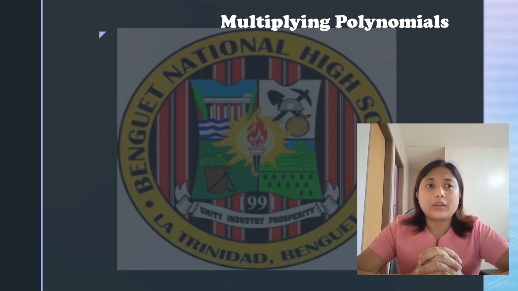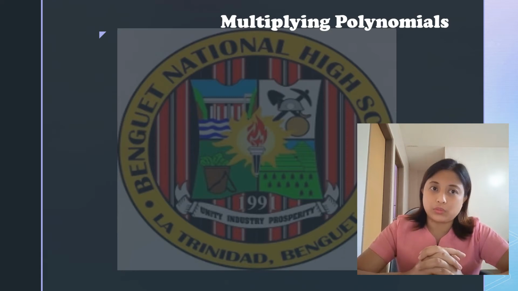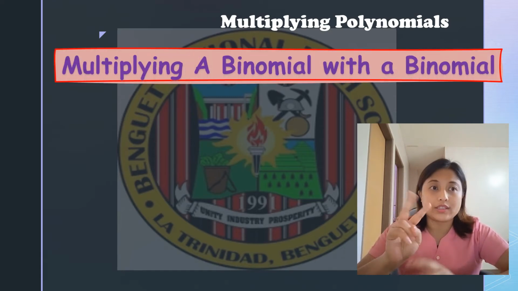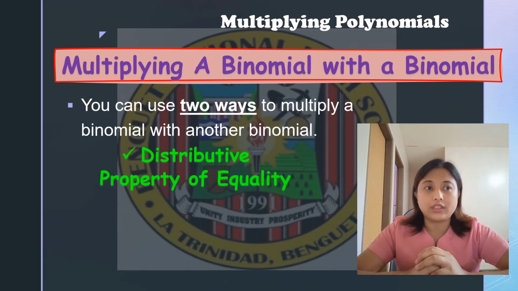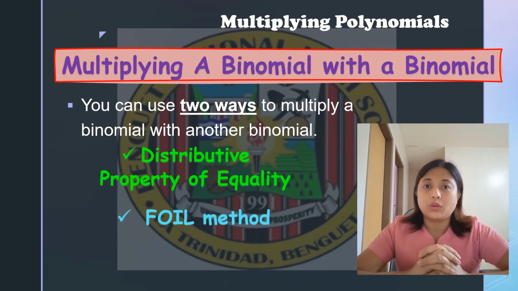If we multiply a binomial with another binomial, you can use two ways. One is the distributive property of equality, and the other is the FOIL method. Whichever method you choose, you will still get the same answer. Let's take a look further into these methods.